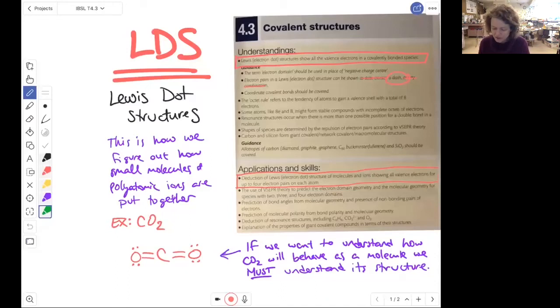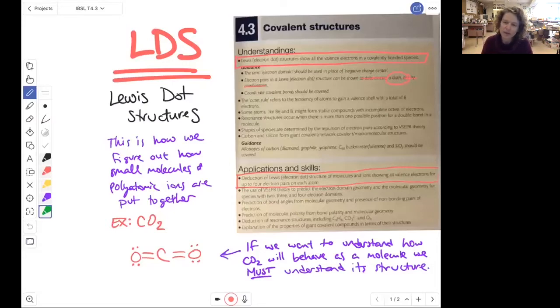Alrighty, so let's look at IB Chem SL topic 4.3, covalent structures. This is where we will go beyond formulas and start looking at actual structures, the way atoms are connected and put together in molecules, in covalent structures specifically, okay? So we're going to start with Lewis dot structures, and Lewis dot structures are essentially the tool that we use to figure out how these small molecules are put together.